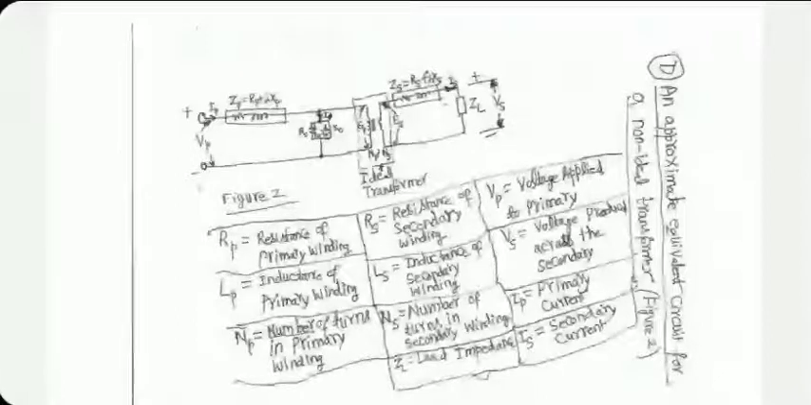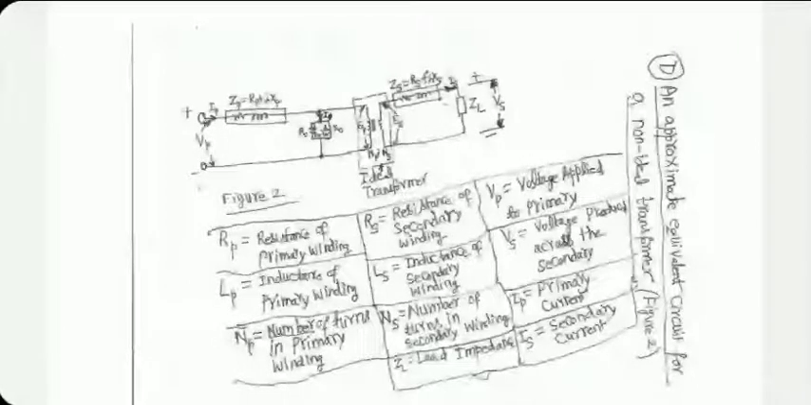Unfortunately, real-life transformers are lossy. So to capture that, we define several parameters. RP as the resistance of the primary winding, RS as the resistance of the secondary winding, LP as the inductance of the primary winding, LS as the inductance of the secondary winding, VP as the actual voltage applied to primary, VS as the actual voltage appearing across the secondary, NP and NS, you know very well, the number of turns in primary and secondary. Primary current is IP, secondary current is IS.